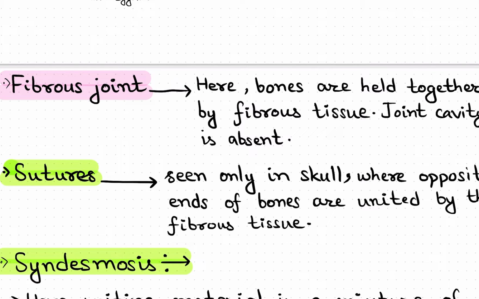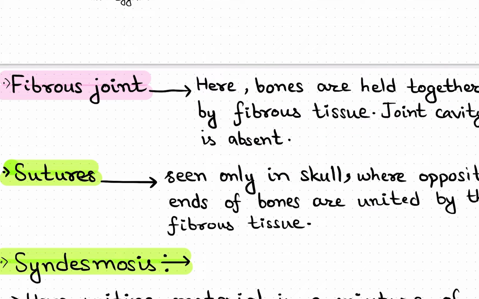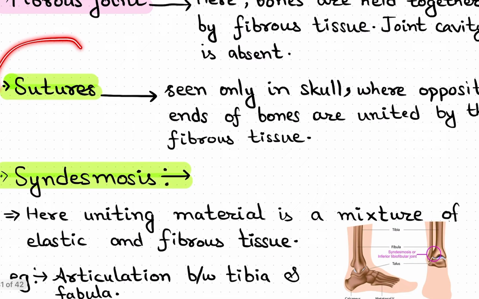Like I said, what was a fibrous joint? Bones are held together by fibrous tissue, and the joint cavity is absent. Now what is this joint cavity? We will learn it in synovial joint, but let us remember here that a large cavity, a large space between two bones, constitutes the joint cavity. So in a fibrous joint, the joint cavity is absent.